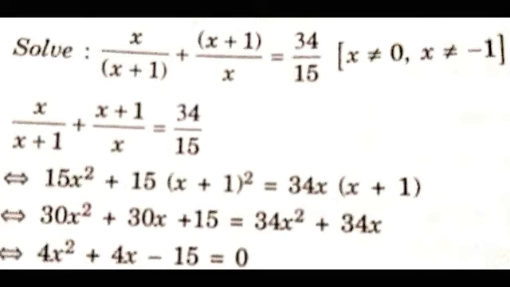After we take LCM and cross multiplication, everything done, we arrive at the step 15x square plus 15 into x plus 1 the whole square is equal to 34x into x plus 1. And then we multiply the numbers inside and arrive at the next step. After we transpose everything to one side, if you solve this completely, you arrive at the step 4x square plus 4x minus 15 equal to 0. So now it becomes a quadratic equation.